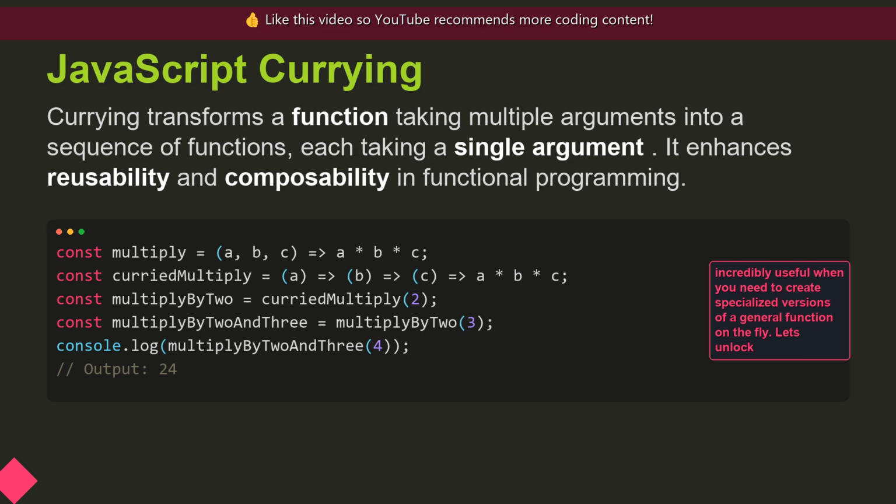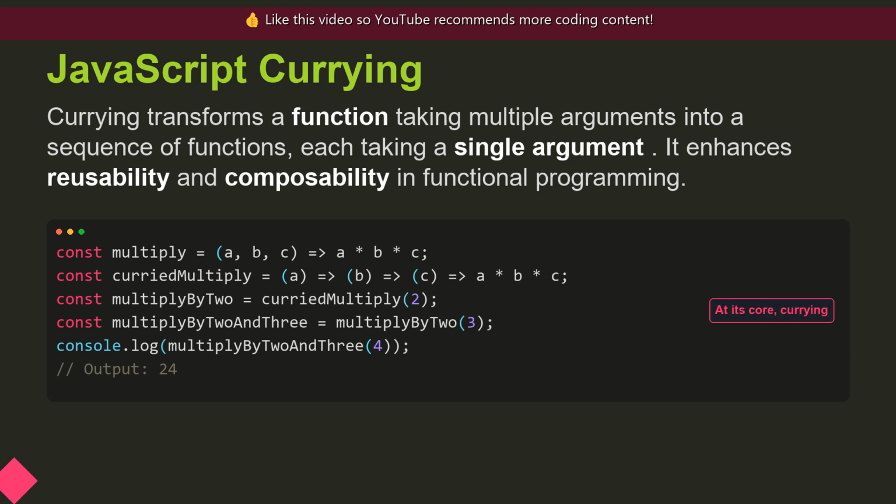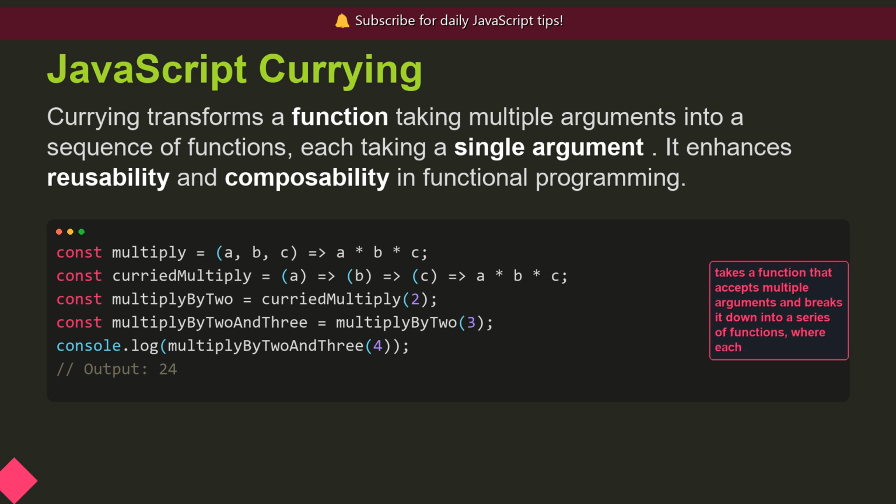Let's unlock this concept. At its core, currying takes a function that accepts multiple arguments and breaks it down into a series of functions, where each function accepts only one argument. Instead of calling f(a, b, c), you call f(a)(b)(c).